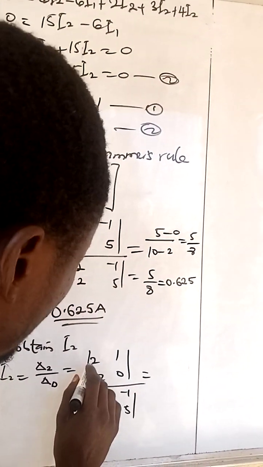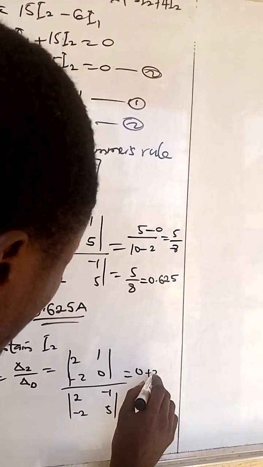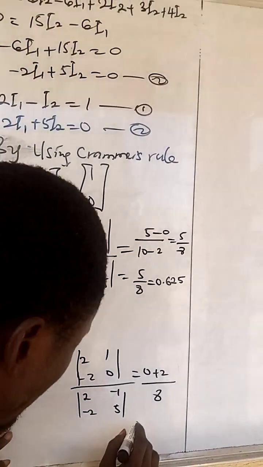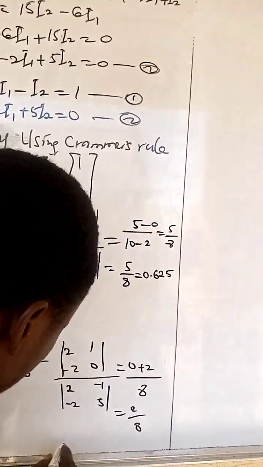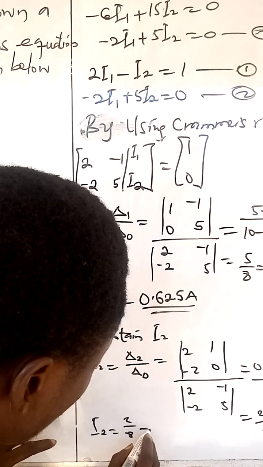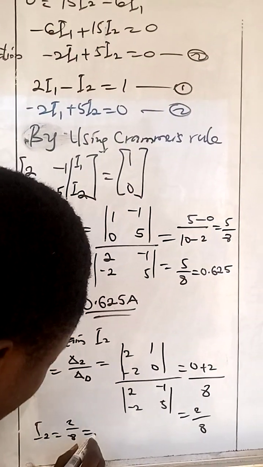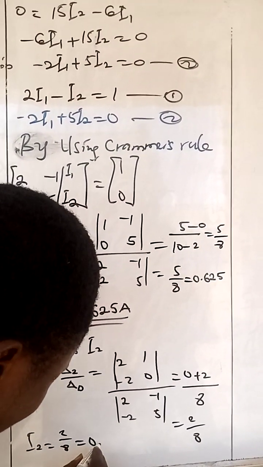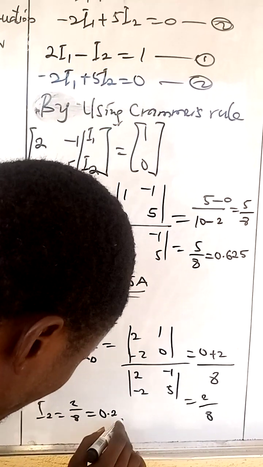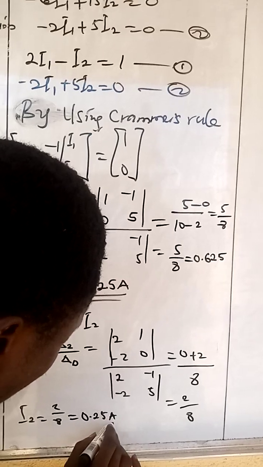So we have this one to be 2 times 0, 0, plus 2, divided by, we already know that this one is 8. So therefore we have 2 over 8. So therefore I2 equals 2 over 8, which equals 2 divided by 8: 0. 20 divided by 8, 2. Remainder 4. 40 divided by 8, 5 ampere.